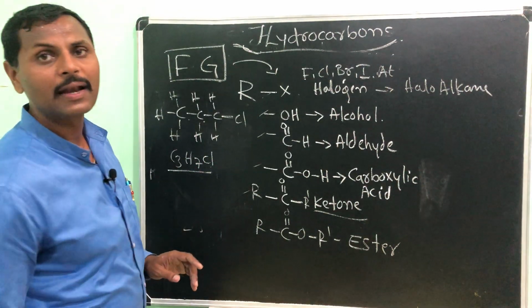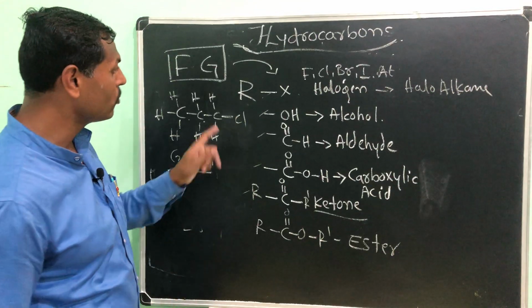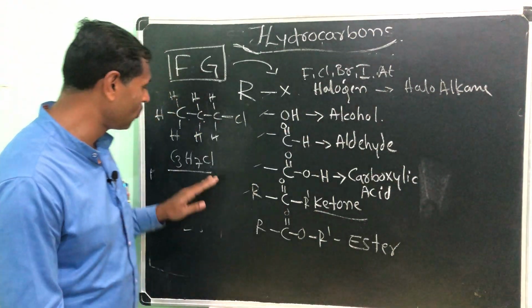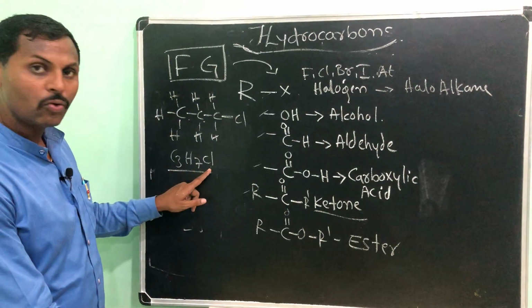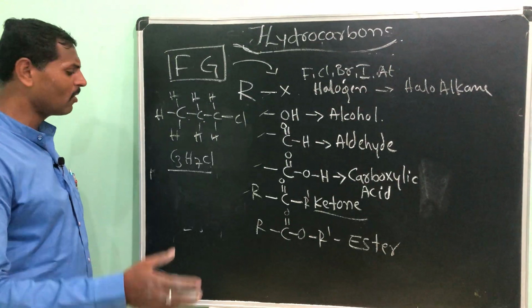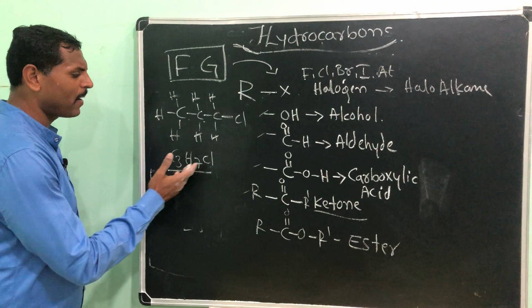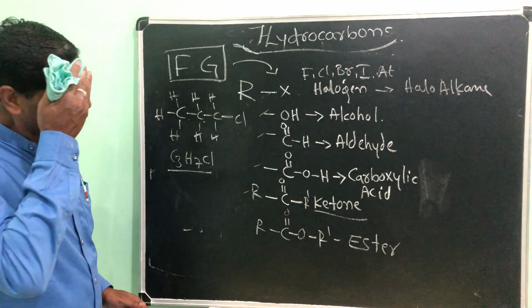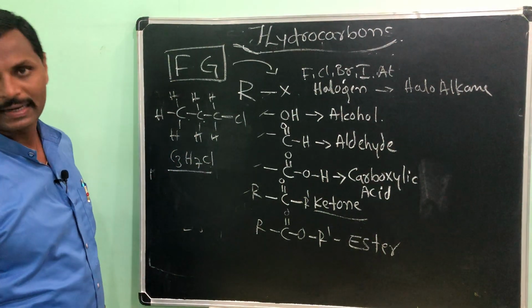Like this, you can name them. This is the IUPAC name I am telling you. Chloropropane. Chloropropane, I am telling you, you just note it down. Common name you can call it as a propyl chloride. Propyl chloride, like that you can take.